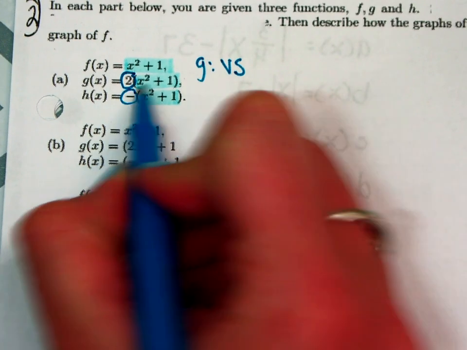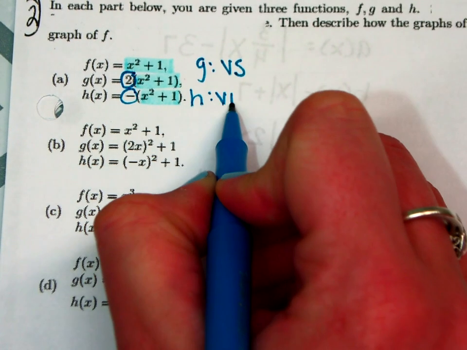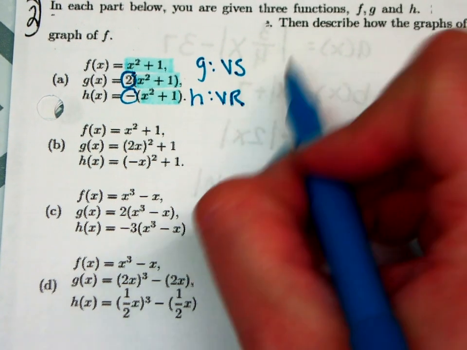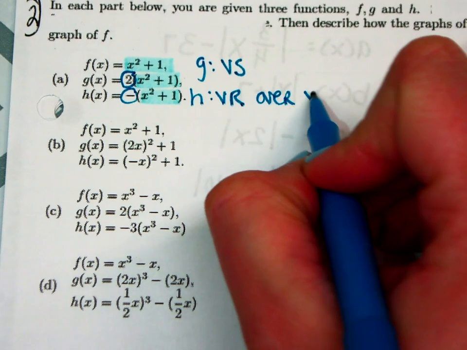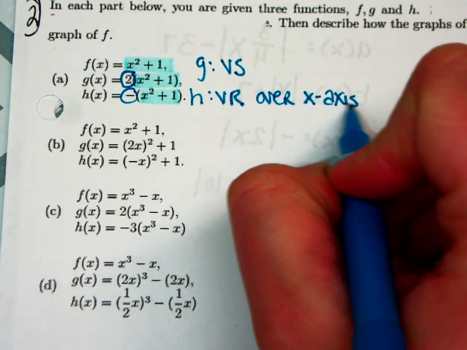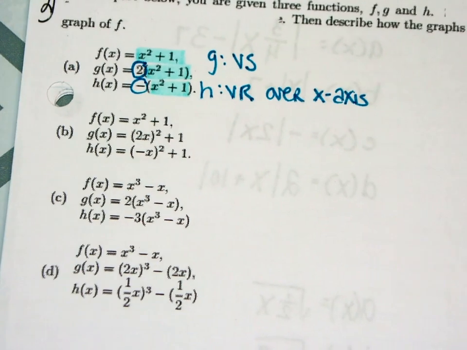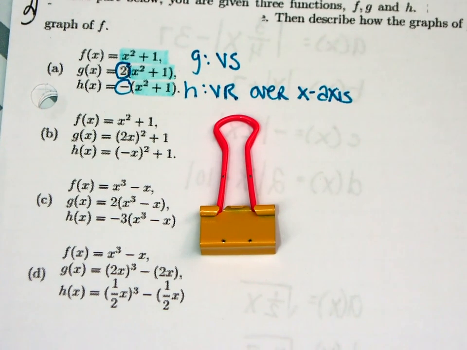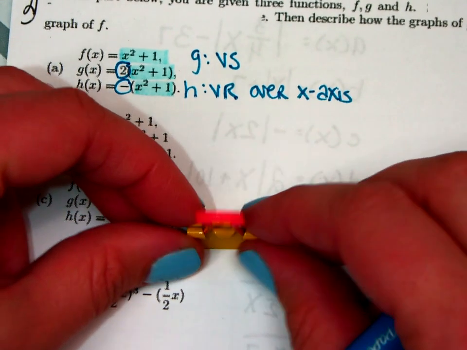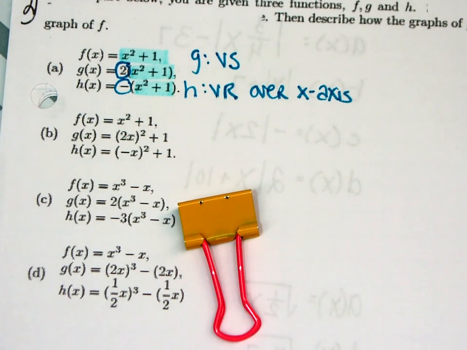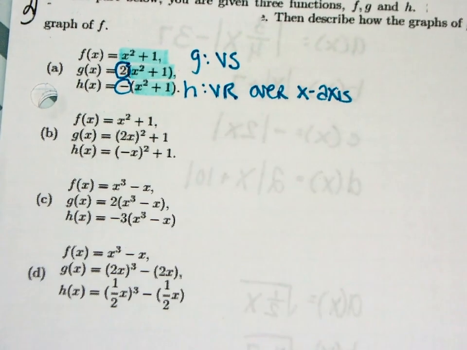Multiplying by negative on the outside is called a vertical reflection over the x-axis. So vertical reflection means that the function, let's say that this is the function. The function was up like this, and when you flip it over the x, it basically just takes the function and flips it over. So if you're multiplying by a negative outside, it's a vertical reflection over x.